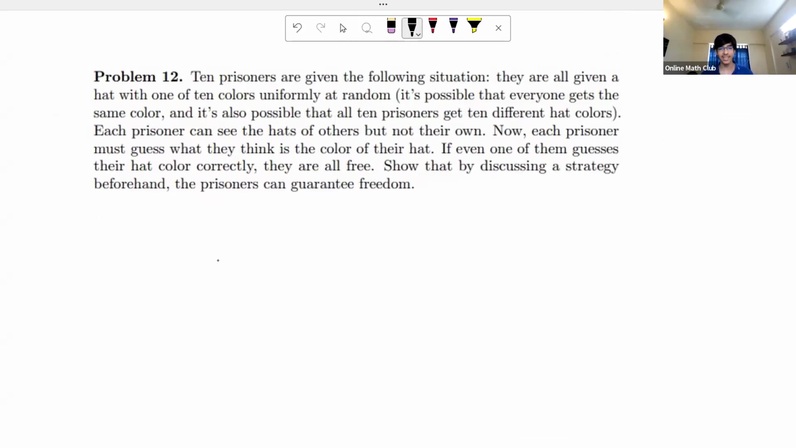Each of those 10 people is wearing a hat, and there are 10 colors of these hats. But you can see everyone else's hat. So for example, the 10 colors, let's say, are 1, 2, 3, 4 till 10, and the people are P1, P2 till P10. Now each person can get any of the colors. So it's possible everyone gets the same color, it's possible everyone gets a different color, anything is possible. And person one can see everyone else's hat, they can't see their own hat.